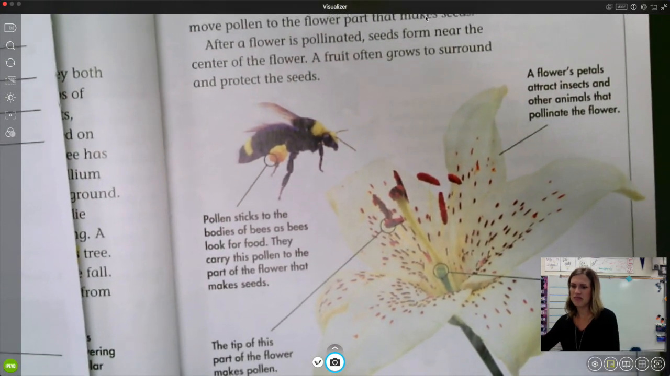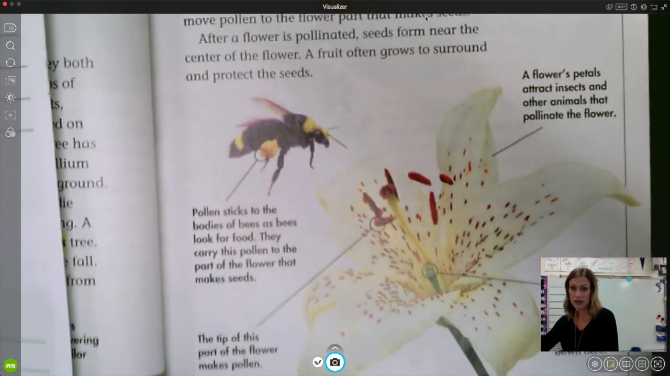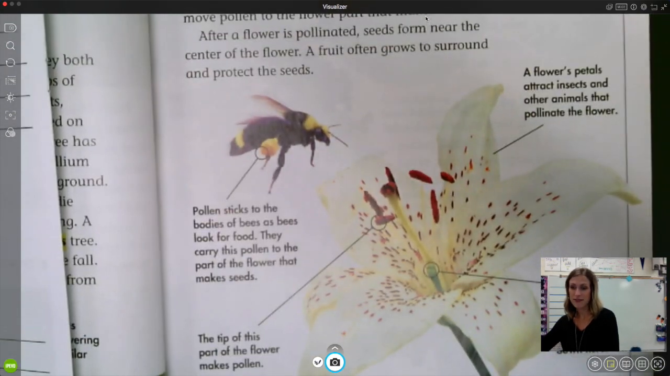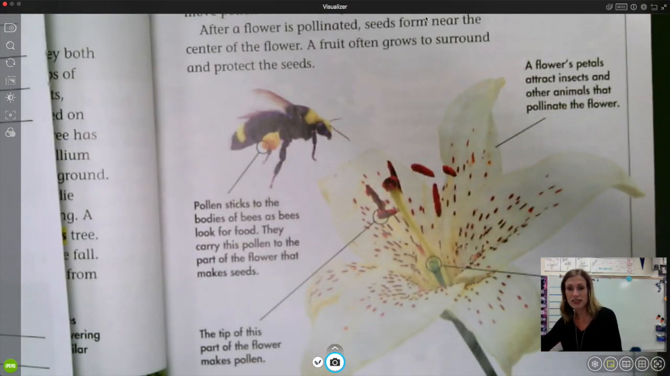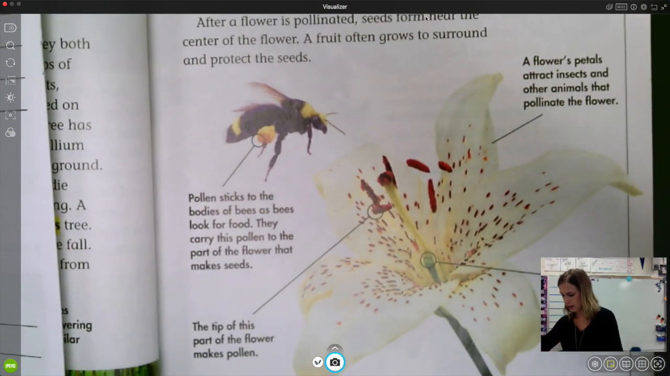Now, some of you might say, ooh, I don't like bees. Well, without bees, we would have a whole lot fewer pretty flowers because the bees are what help pollinate the flowers so that they don't go extinct and we don't lose all those flowers.